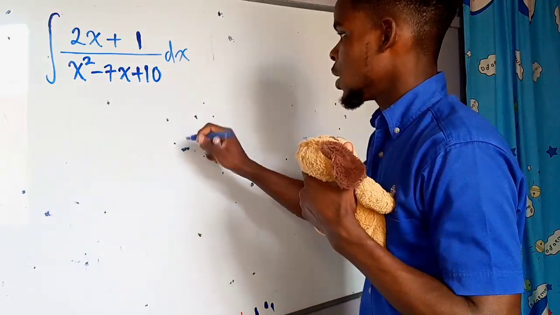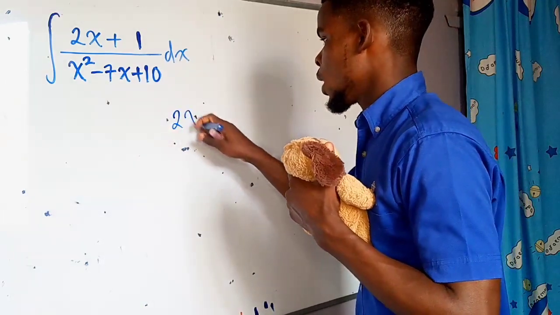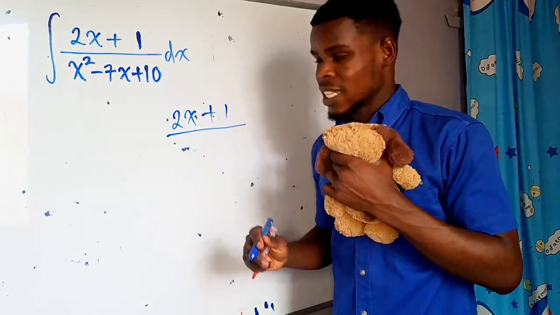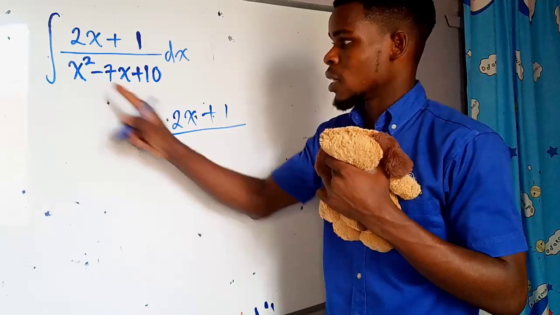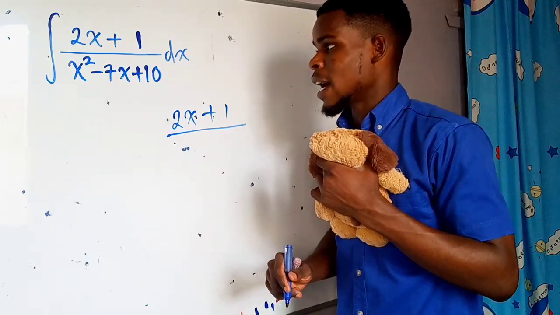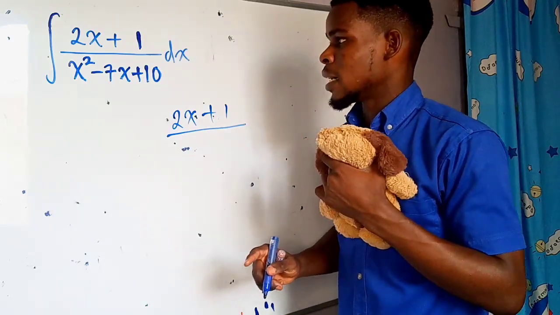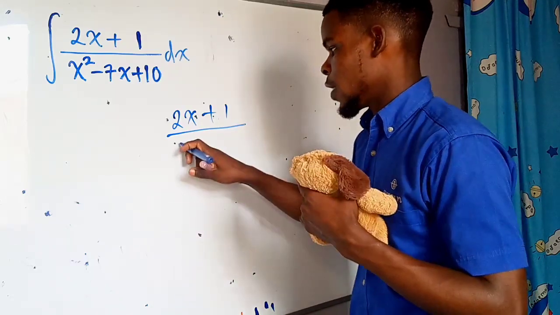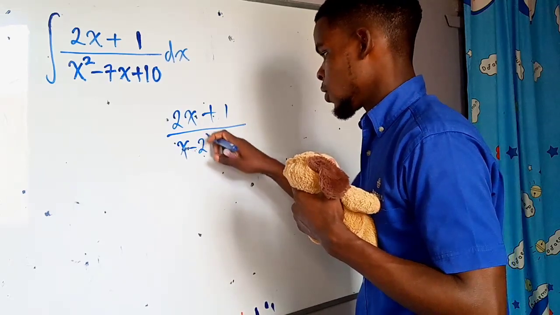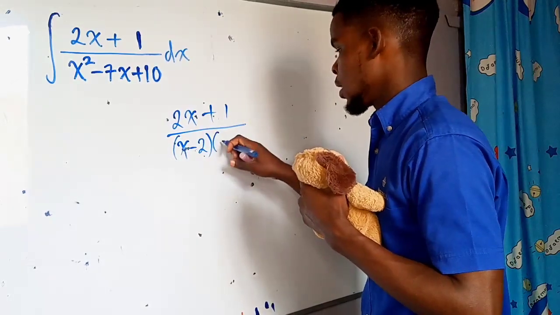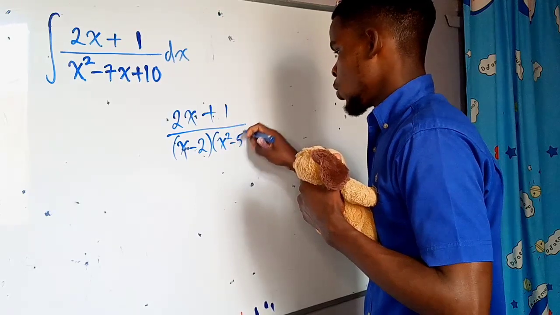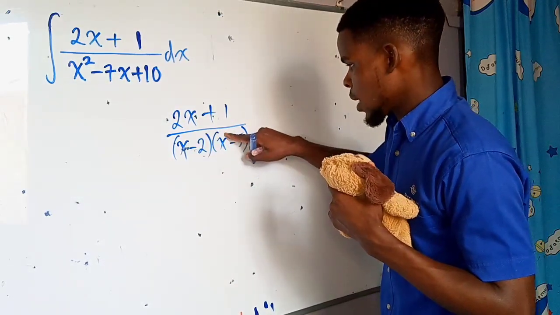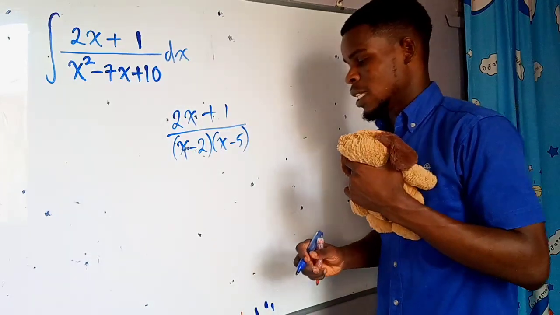So I would like to put the integrand as (2x + 1) divided by this denominator. Let me just get the factors of the denominator real quick. As you can see, this is a quadratic term and it is factorable, and the factors are (x − 2) times (x − 5). Those are the two linear factors that make up that quadratic term at the bottom. If you multiply this out, we're going to get back the original denominator.